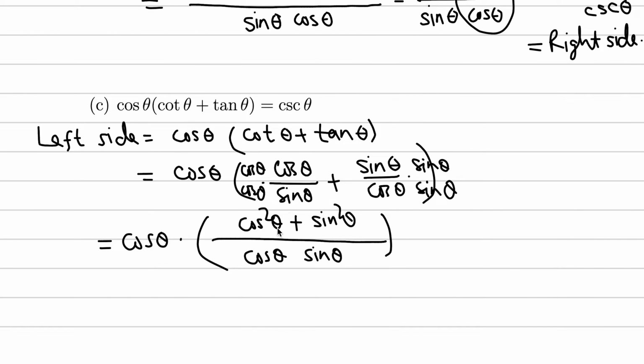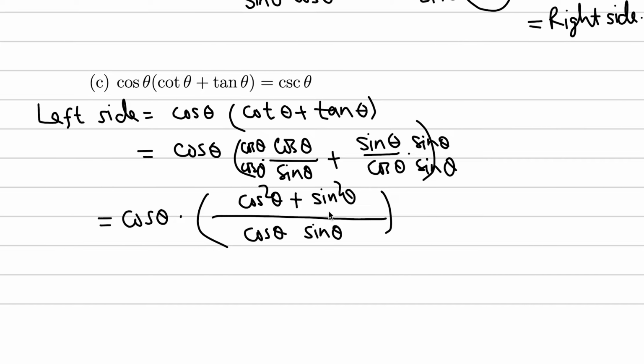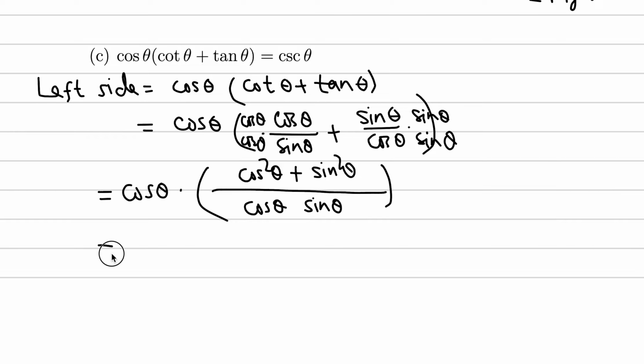Okay, on the top, sine square plus cosine square is 1, and so is cosine square plus sine square, from the Pythagorean identity. This is like x square plus y square equals 1 on the unit circle. So this collectively is 1. So we got cosine theta outside times the top is 1.